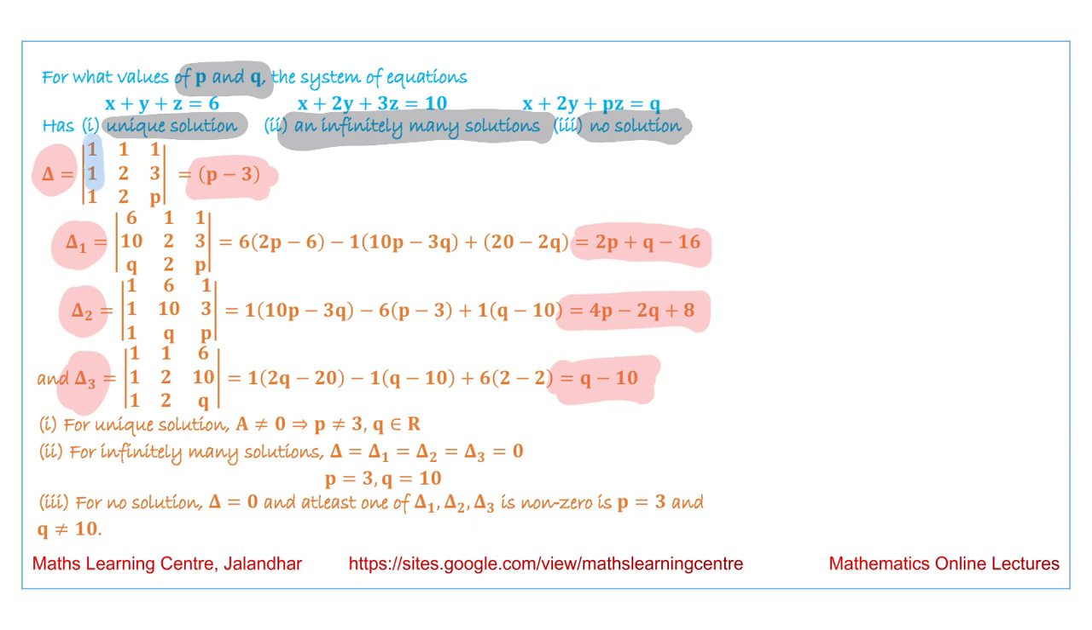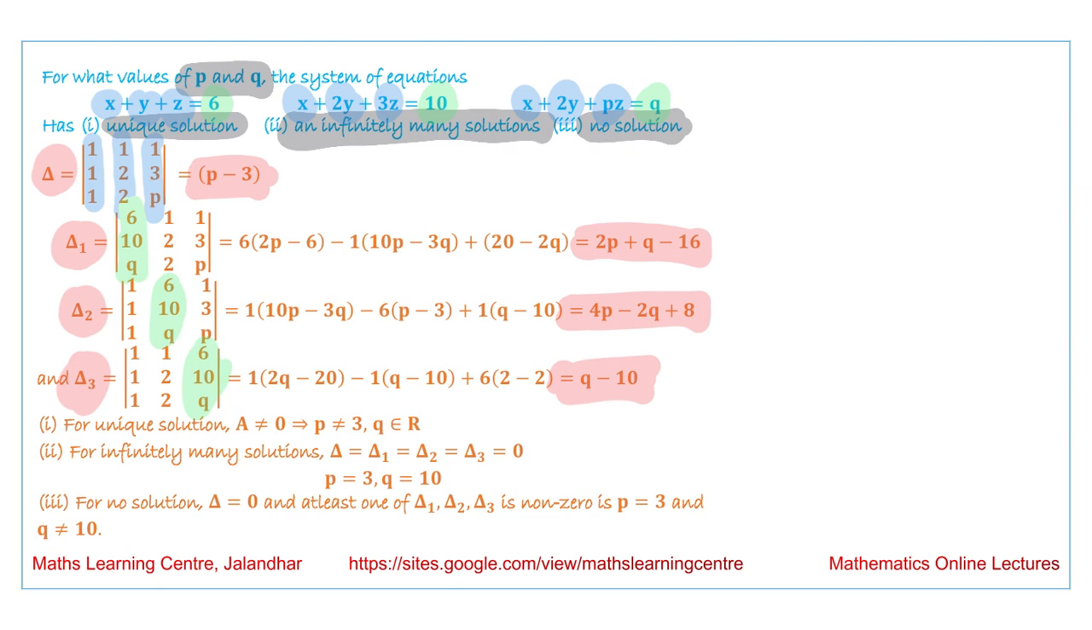So how we are writing these terms: it is 1 1 1, these are the coefficients of x, then 1 2 2, the coefficients of y, then 1 3 p, these are the coefficients of z. Next, we have replaced it with 6, 10 and q. We have replaced the first column, then the second column, then the third column. Determinants you already know how to calculate. You can simplify using the properties and solve the determinant, or you can directly calculate the determinant using the expansion.